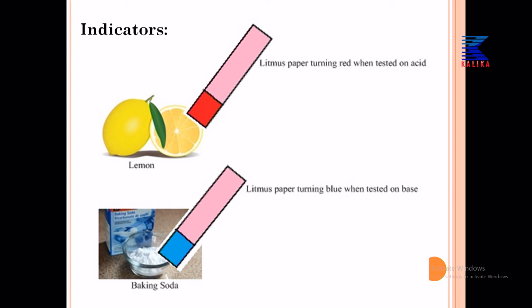So the indicator is litmus paper. You can see in the slide that litmus paper turns red when tested on acid. That means the color of litmus paper changes into red when it is mixed with acid. Similarly, when the litmus paper is dipped in a base, it will change into blue color. It is shown clearly in the figure.